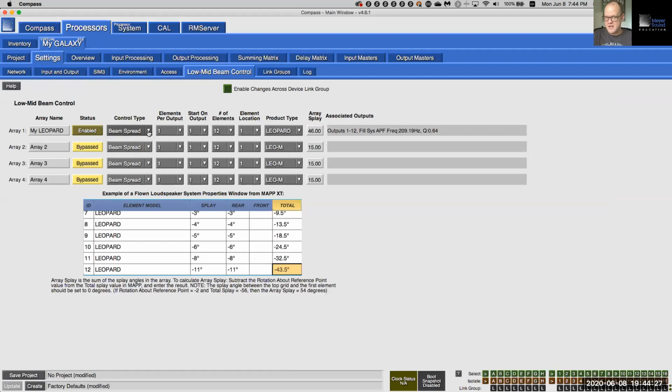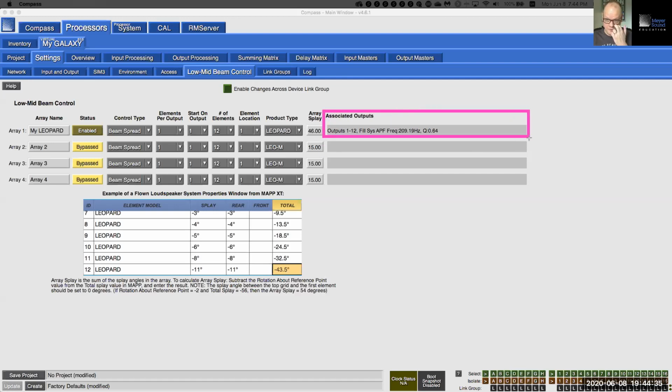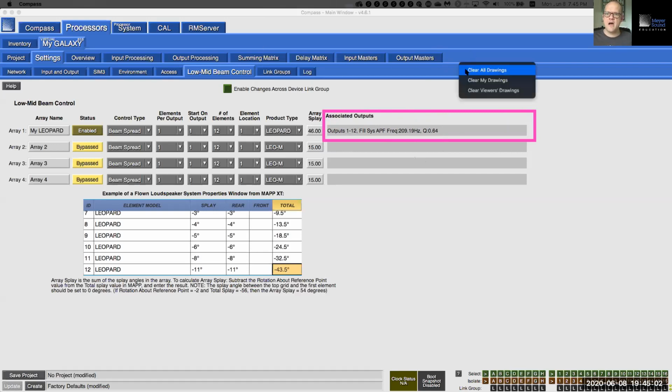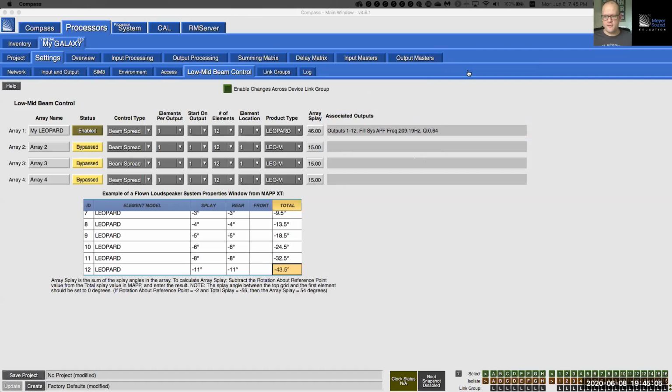The only thing that is shown over here and not shown in MapXT is that now we get to talk a little bit about that comment field. That comment field shows you what is going on over there. We're using outputs 1 through 12, and then over here it says fill system APF. What is that? Purportedly with a frequency of 210 hertz and a Q of 0.64. Because the only thing that we haven't talked about is what is the trade-off for using LMBC.